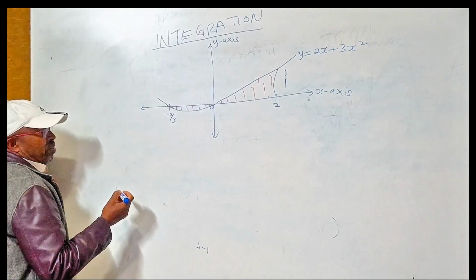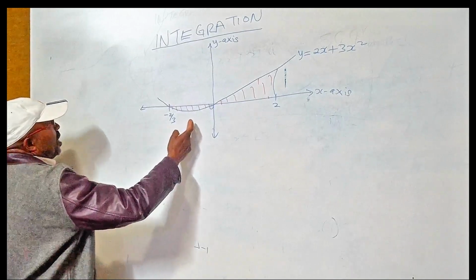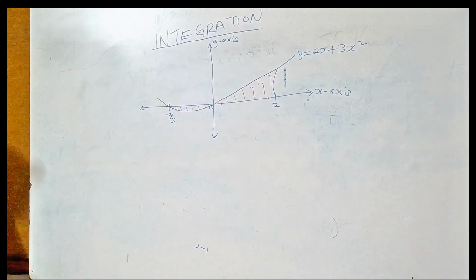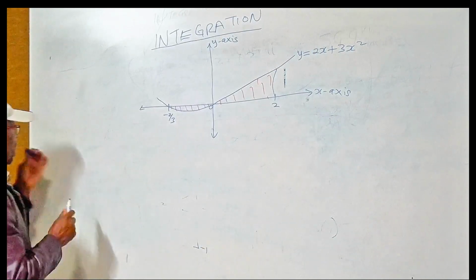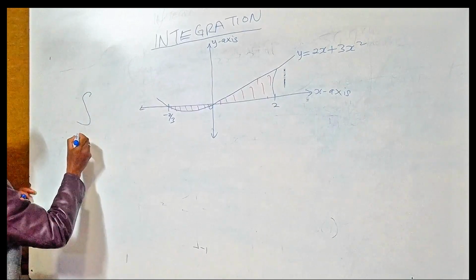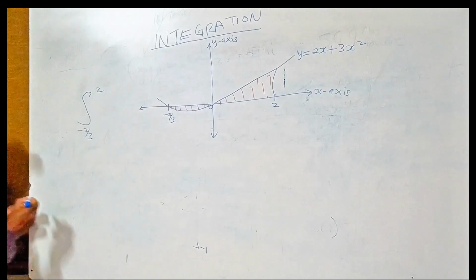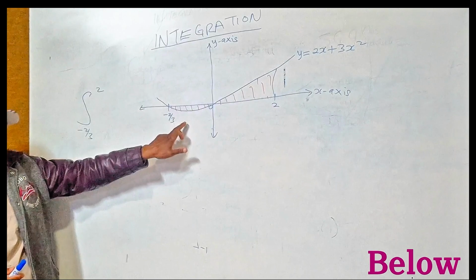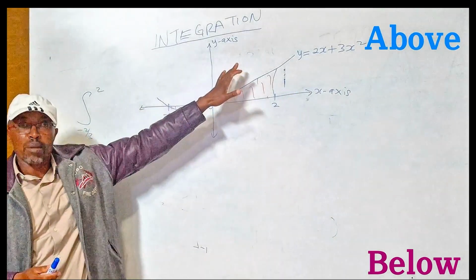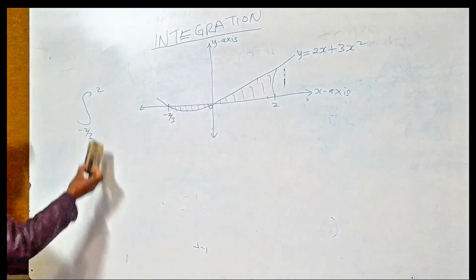Now, when we have two areas, one below the x-axis and the other above the x-axis, we calculate the two areas separately. You cannot just take the limit as negative 2 over 3 to 2. We cannot do that because one area is below the x-axis and the other area is above the x-axis. So we have to separate the two areas independently.